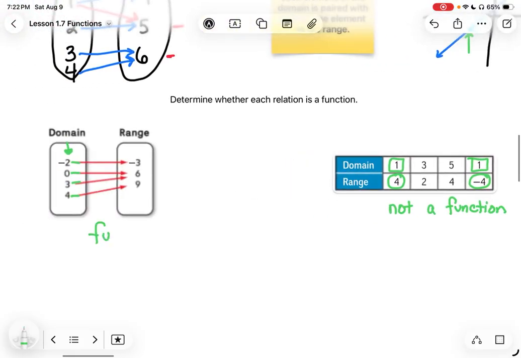This one, on the other hand, is a function because each element of the domain corresponds to exactly one element of the range.